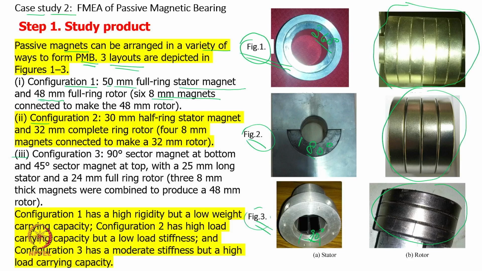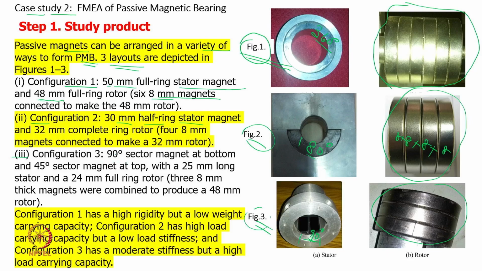Now, coming to configuration 2, we use the half ring, a 180-degree stator magnet, and we use 4 magnets in this case. So, 8 plus 8 plus 8 plus 8 makes 32. So, in this case the rotor length is 32, but we kept the stator length at 30 mm.